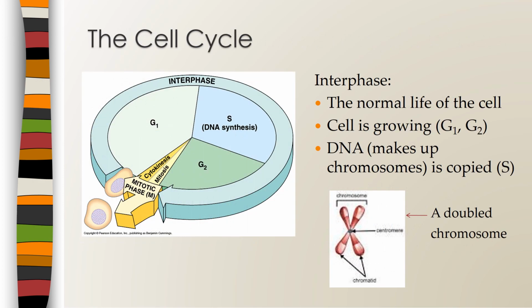So what's the cell cycle? Most of the cell cycle is the interphase. All right, this is the normal life of the cell. This is in G1 and G2. That G stands for growing. In growing 1 and growing 2, the cell is simply growing and getting bigger. All right, during the S phase, which stands for synthesis, the DNA is copied. All right, and here we have a lovely image of a doubled chromosome.